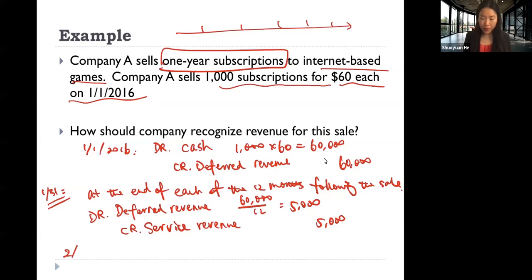And then at the end of February, for example February 28th or 29th, that will be Company A's next journal entry. And then the next one will be March 31st. So it goes on and on for a year. At the end of every month, Company A can recognize one twelfth of the $60,000 deferred revenue into service revenue. So that is an example of recognizing revenue over time.